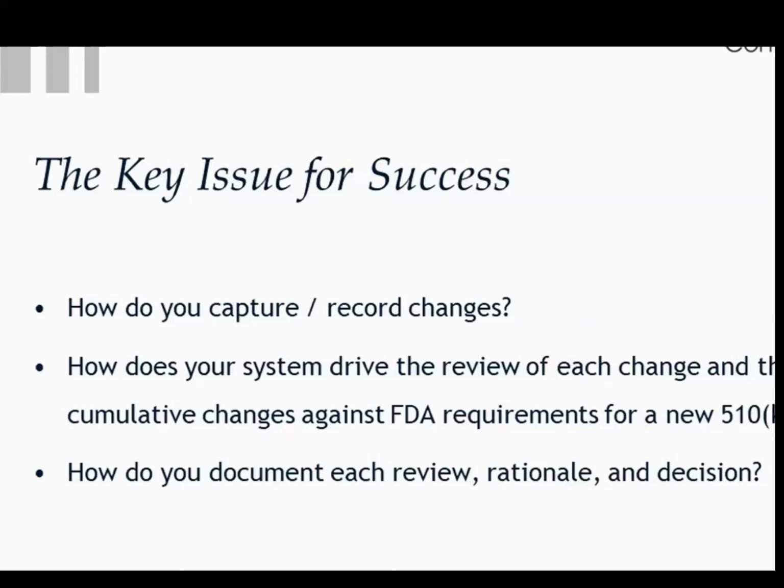It's not just blue sky thinking on the part of a consultant. It's very important that you make sure your programmers view their requirements not just from an artistic standpoint, but from the standpoint that they are under a regulatory responsibility in terms of their changes. So no matter how quote unquote simple those software changes may be, whether they be to code, algorithm, whatever. Does your system drive the review of each change and the cumulative changes we mentioned earlier? And how do you document each?